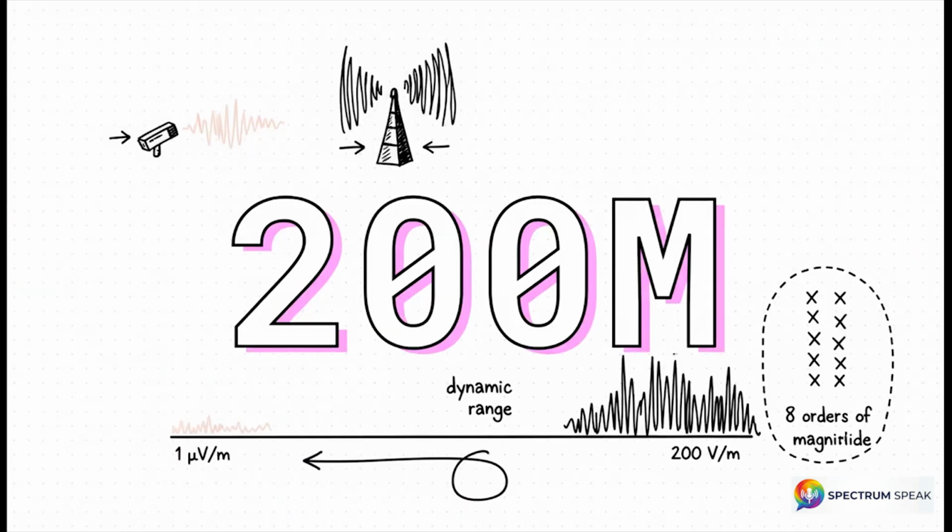So just take a look at this number. In EMC, the electric fields we measure can be as tiny as 1 microvolt per meter or as huge as 200 volts per meter. That's a dynamic range of 200 million to 1. That is just wild. That's more than 8 orders of magnitude.